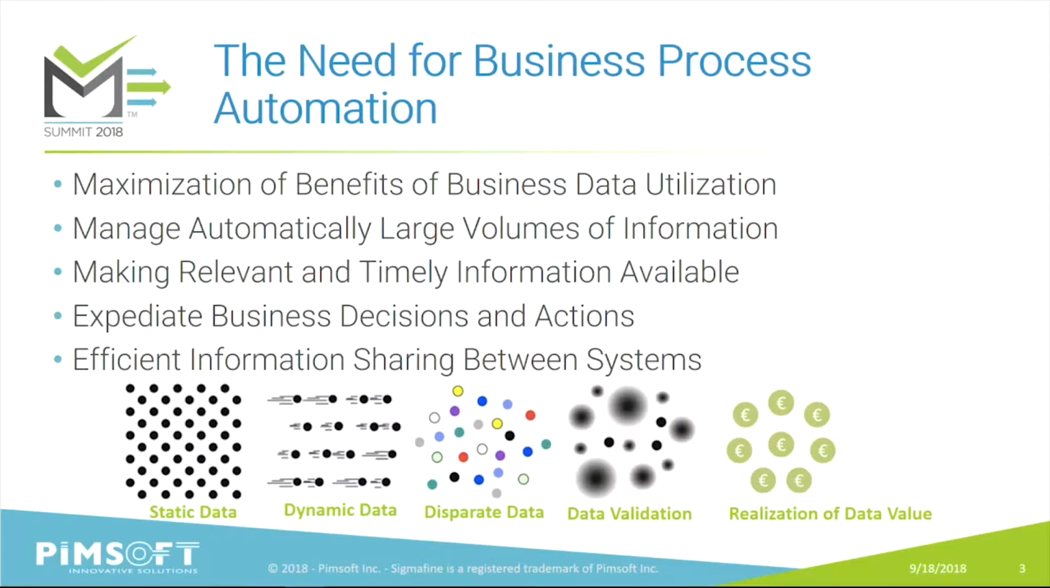So first, why do we want to automate any process? Because we want to maximize the value of information. Data might be just sitting there in a database, and you see that the data is static. When it is static, it's not giving us any value, because if we are not going to look at it, it's just sitting there in the database.